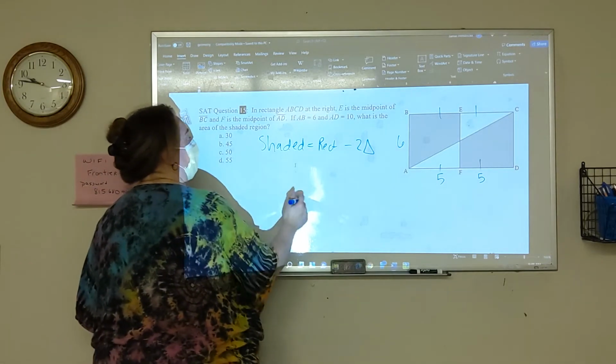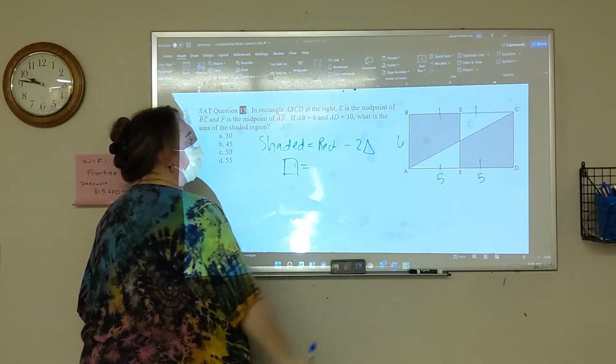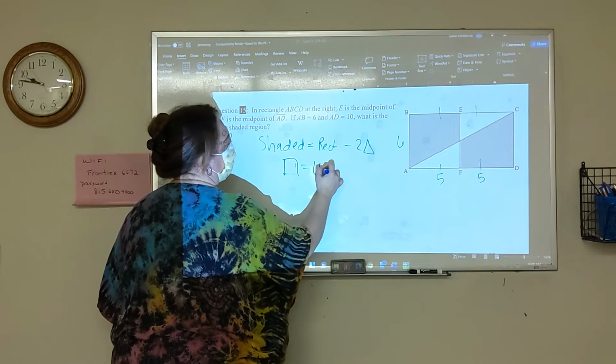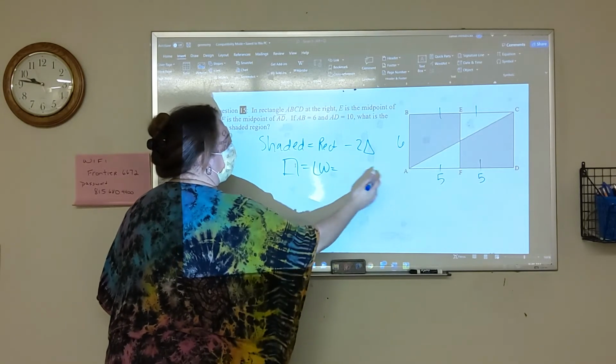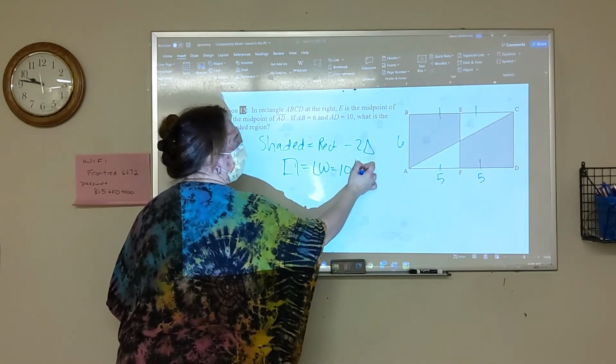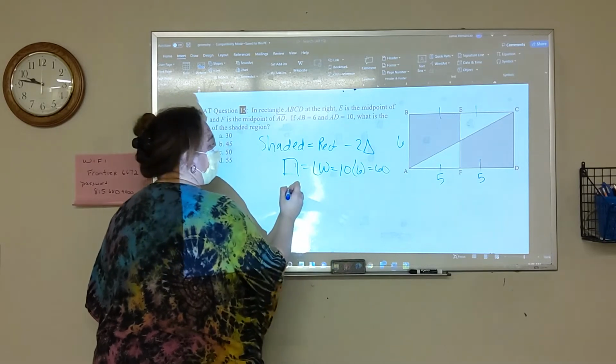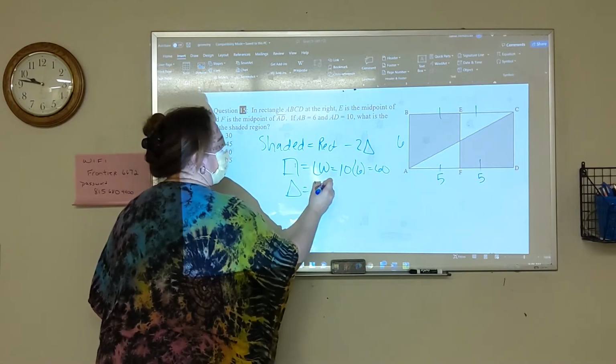Okay? So rectangle, let's start with that. So the area of a rectangle is just length times width. So length is 5 and 5, that's 10. Width is 6, that's going to be 60. Triangle is 1/2 base times height.